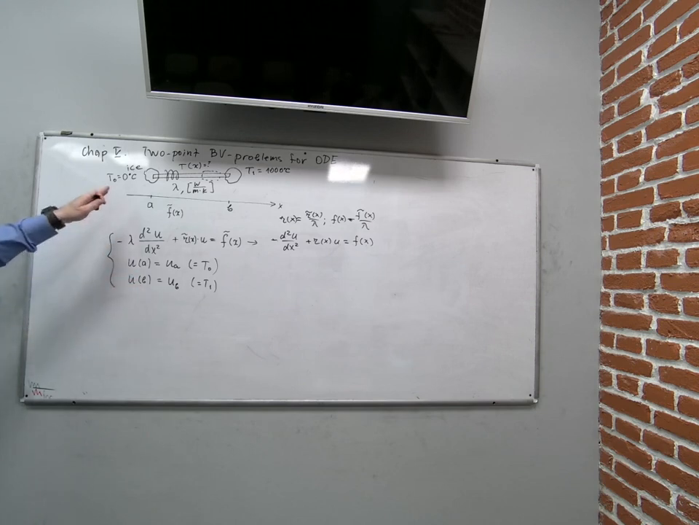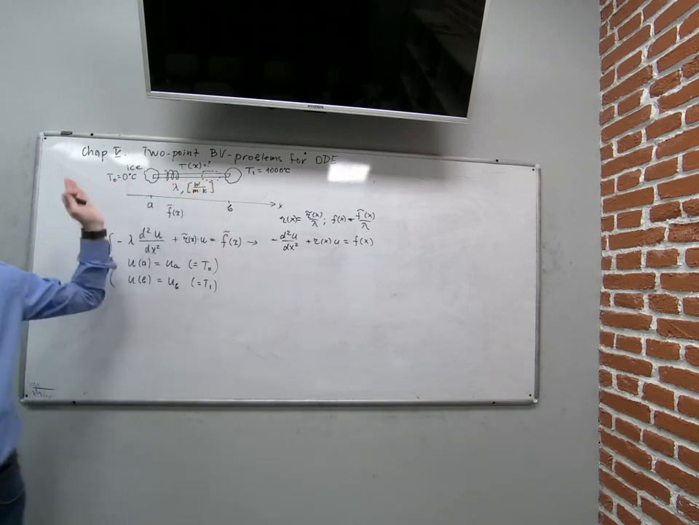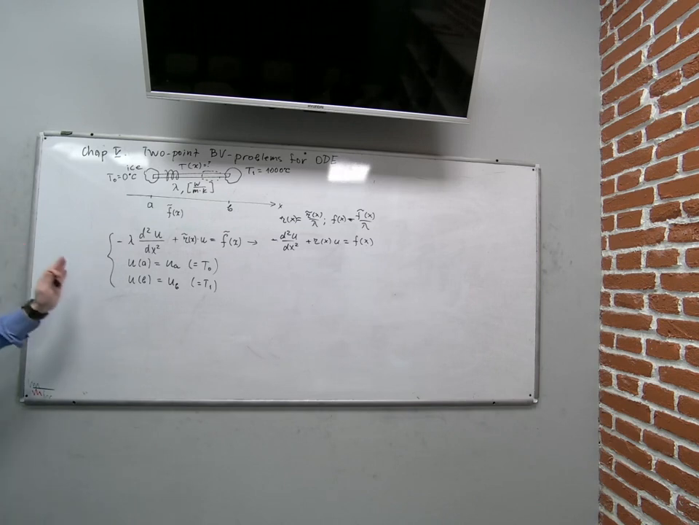Here, the situation has changed. We have two values at two different ends, and the conditions for the existence and uniqueness of the solution are much more restrictive for this case. We discussed it last time. Please look through the video.